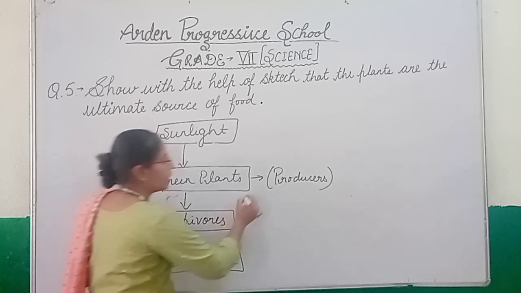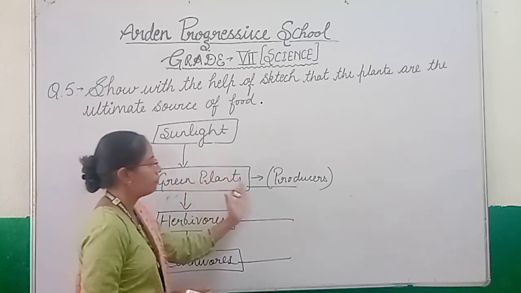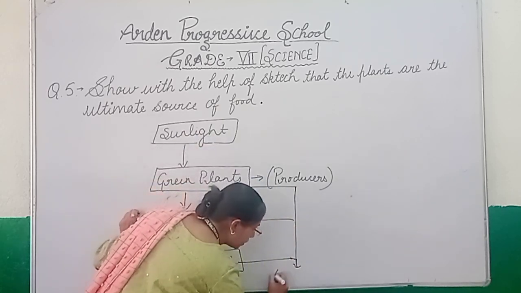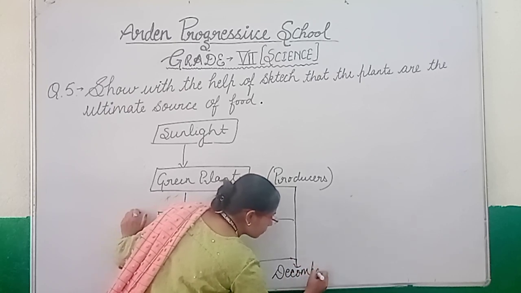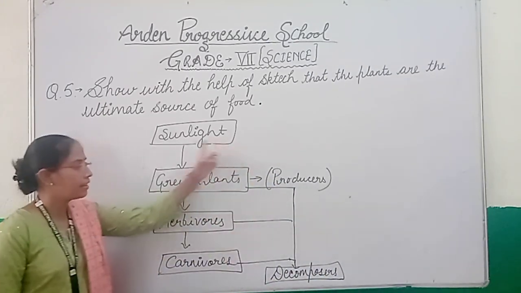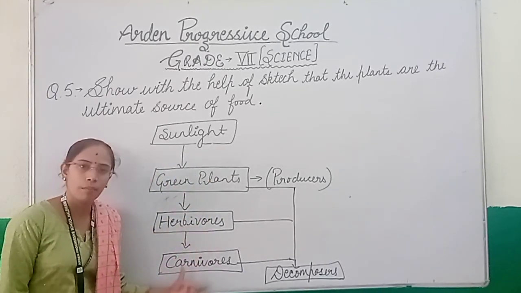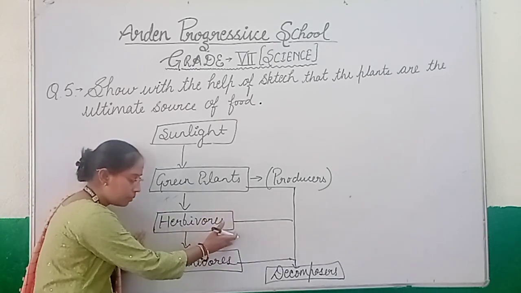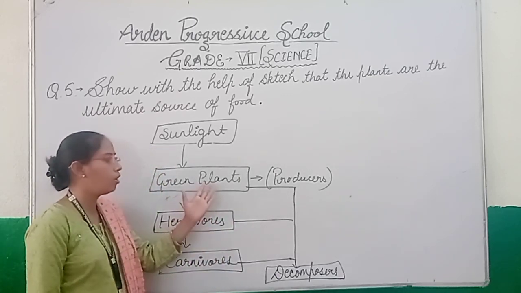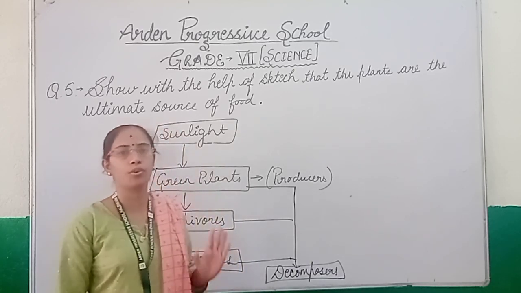And in total, when they die, all three organisms will decompose. Plant also, herbivore also, and carnivores also. They decompose with the help of decomposers. Therefore, students, this diagram proves that green plants are the ultimate source of food, because the other organisms, all the consumers, the herbivores and carnivores, all depend on the plants for their nutrition. So, the plants are the ultimate source of food.